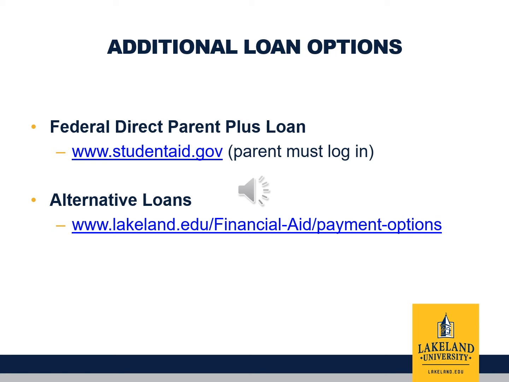The other option would be alternative loans. There are various bank-sponsored loans, credit unions, other types of lenders out there that have their own student loan programs that mirror the federal loans. Those would be in the student name, but typically they will require a cosigner.